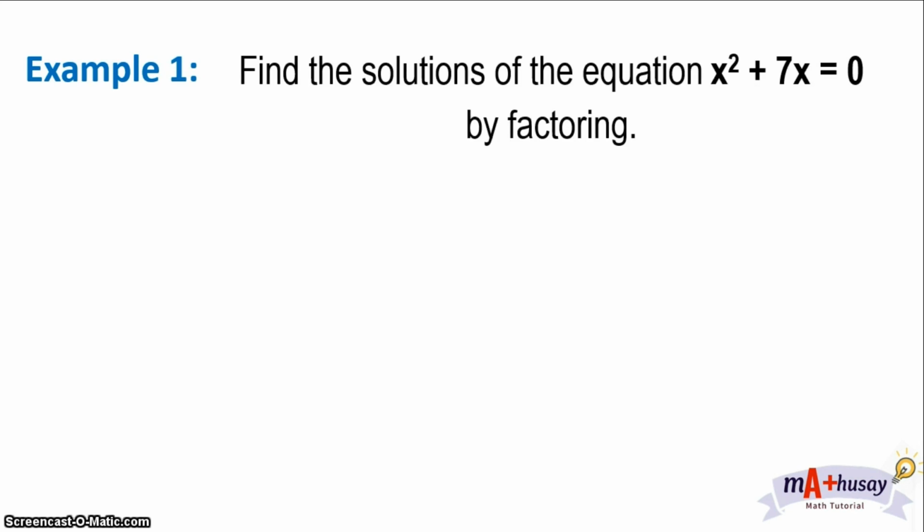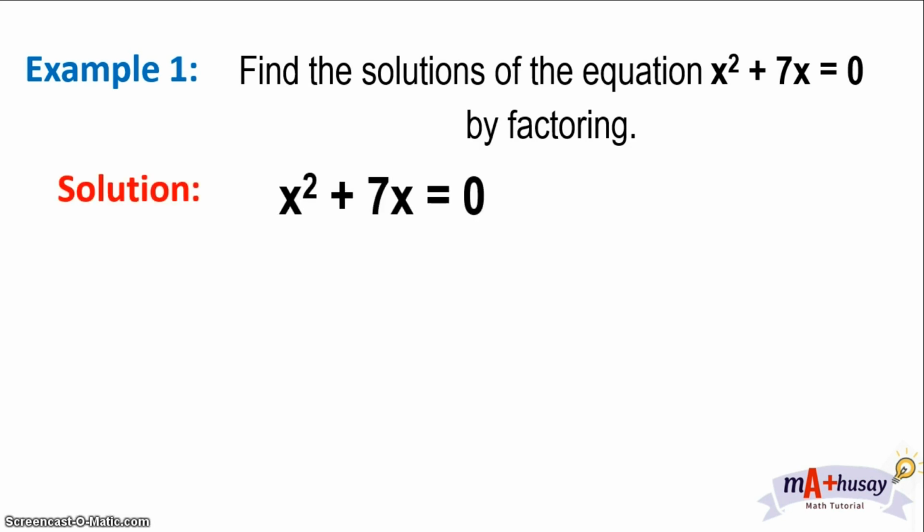Let's take example number 1. Find the solutions of the equation x squared plus 7x equals 0 by factoring. In this example, we don't have a constant term. We can factor it by pulling out the greatest common factor. The greatest common factor for this expression, x squared plus 7x, is x. So we can pull out x to factor the given expression. The factored form is x times the quantity of x plus 7 equals 0.